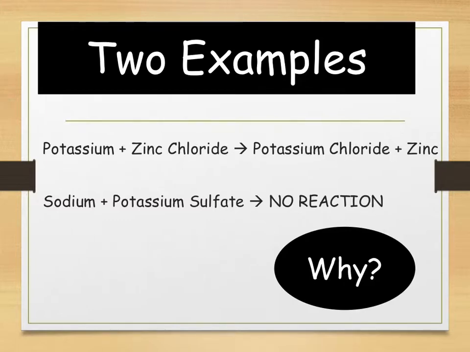Here are 2 examples. Potassium plus zinc chloride makes potassium chloride and zinc, whereas sodium plus potassium sulfate gives no reaction. Why? Well, simply, in the first case, potassium is more reactive than zinc, therefore it is able to steal the partner and form potassium chloride, leaving zinc by itself. In our second reaction, sodium is not powerful enough to displace potassium, therefore no reaction occurs.